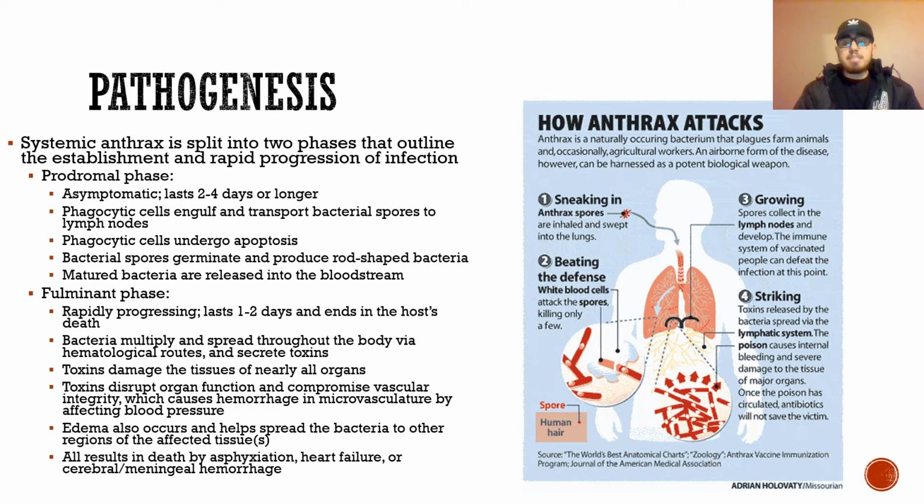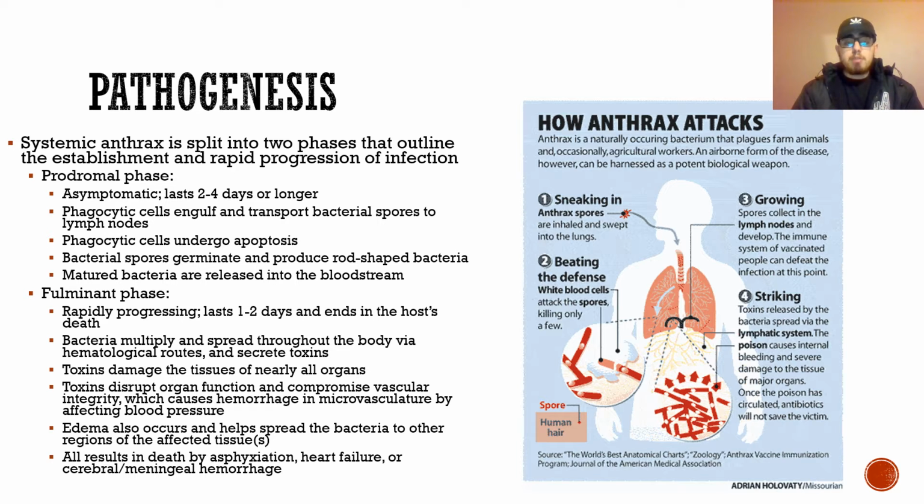This phase is the asymptomatic part of the progression of anthrax, and it lasts around 2 to 4 days or longer depending on the individual. It begins when phagocytic cells engulf and transport bacterial spores to lymph nodes. And phagocytic cells are basically cells that ingest or engulf other cells, mainly pathogens.